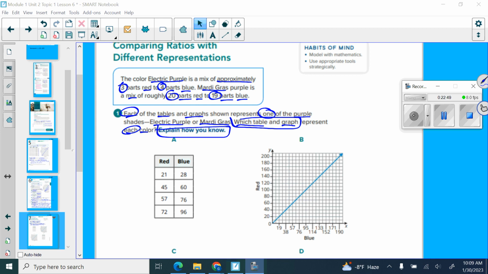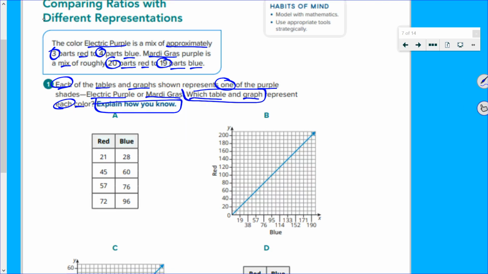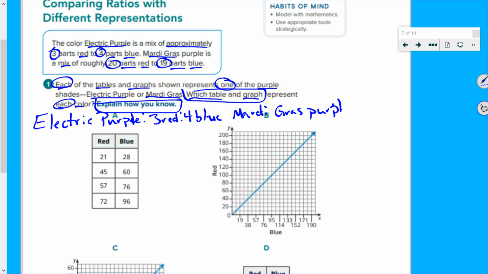Thank you. So let's go through this one. Really, this guy breaks down to your basics. So if you write your basic ones, electric purple is 3 red to 4 blue. And my Mardi Gras purple breaks down to 20 red to 19 blue. Literally, all you need to do is find an entry that matches that.